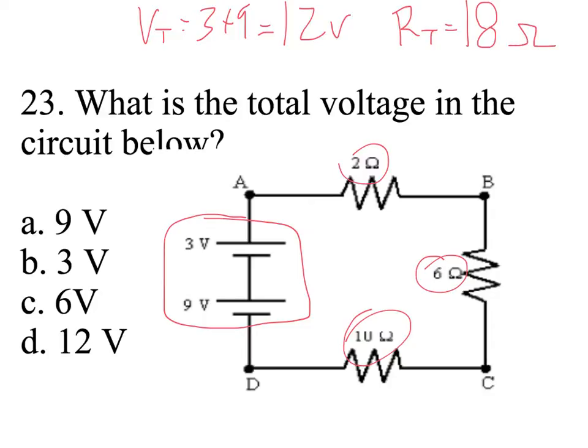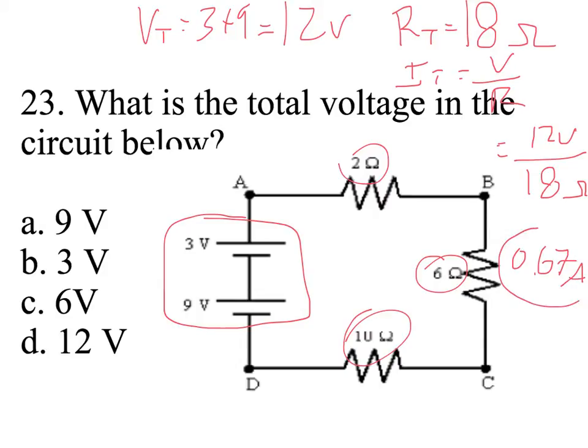We can then calculate the total current. Total current is equal to the voltage divided by the resistance. So we put that in there and we get 12 volts divided by 18 ohms. That's 2/3 of an amp, or 0.67 amps. That's the total current.